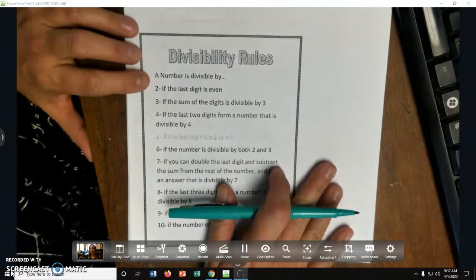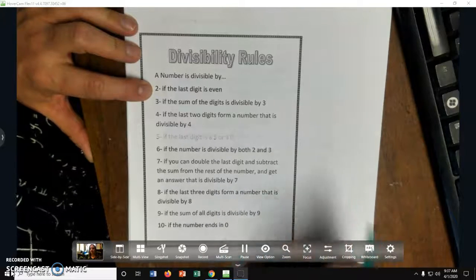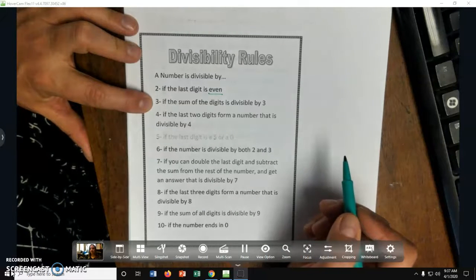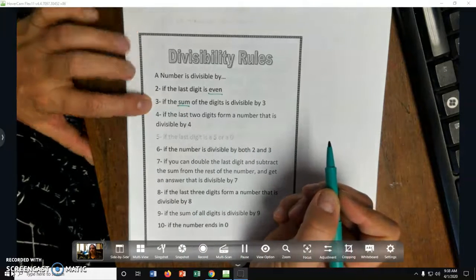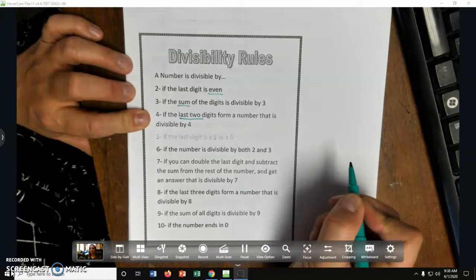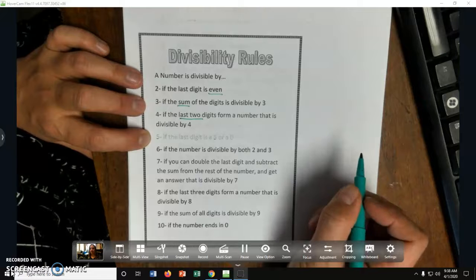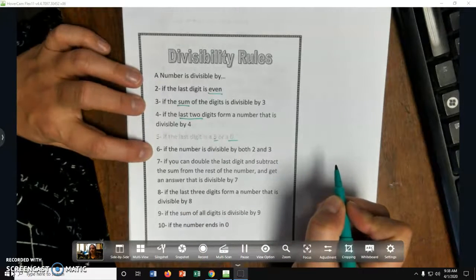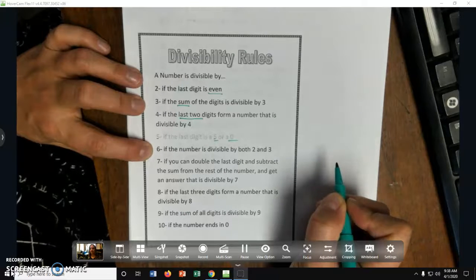Okay, so going through these, we know a number is divisible by 2 if it is even. A number is divisible by 3 if the sum of the digits is divisible by 3. Sum means we're adding. A number is divisible by 4 if the last 2 digits form a number that is divisible by 4. A number is divisible by 5 if the last digit is a 5 or a 0. If the number is divisible by both 2 and 3, then the number is divisible by 6.